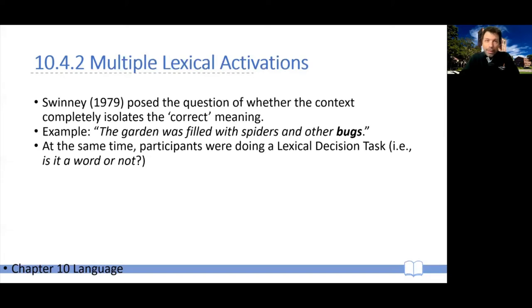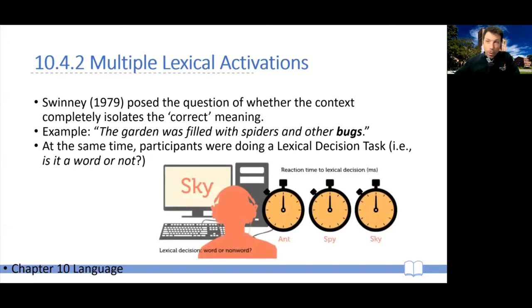You'll remember we've already covered this task, but in short, you're shown a string of letters on the screen, and as quickly and accurately as possible, you have to decide if it's a meaningful word or a non-word. The interesting aspect of this task is that if there's any priming going on, you will be faster at responding to a word that is primed. In this particular context, sometimes the word they'd be deciding on is a neutral word, a word that is disconnected from the particular sentence. Other times it's the context-appropriate meaning. So with the word ant, you'd expect ants to be primed by bugs.